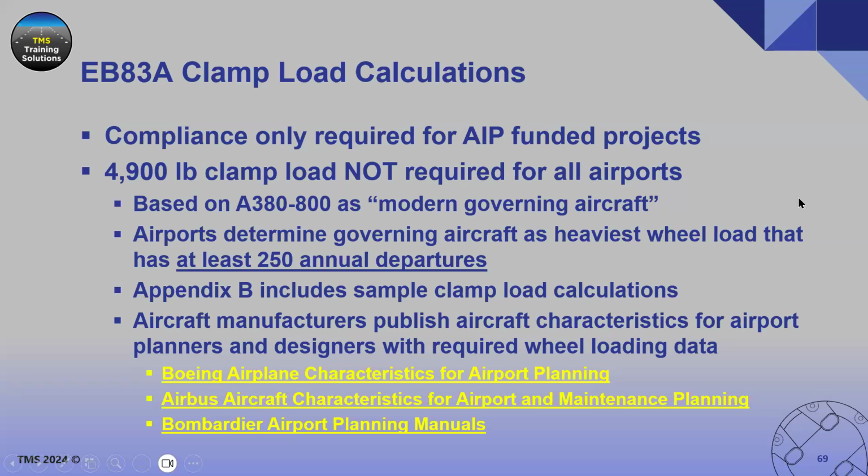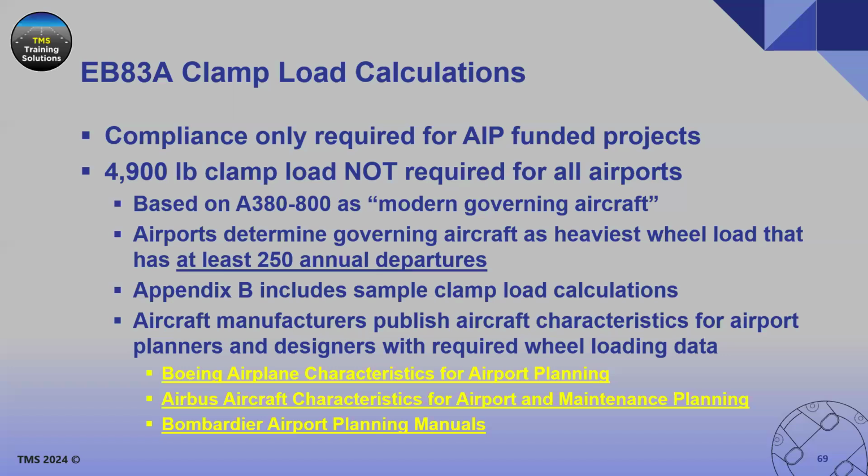So what individual airports can do is determine what is the governing aircraft for your airport, which is the heaviest wheel load that has at least 250 annual departures. Now, not 250 operations, but 250 departures, since that is the worst case scenario of a rejected takeoff at heavy weight. Appendix B includes all the sample calculations and the variables that need to go into that.